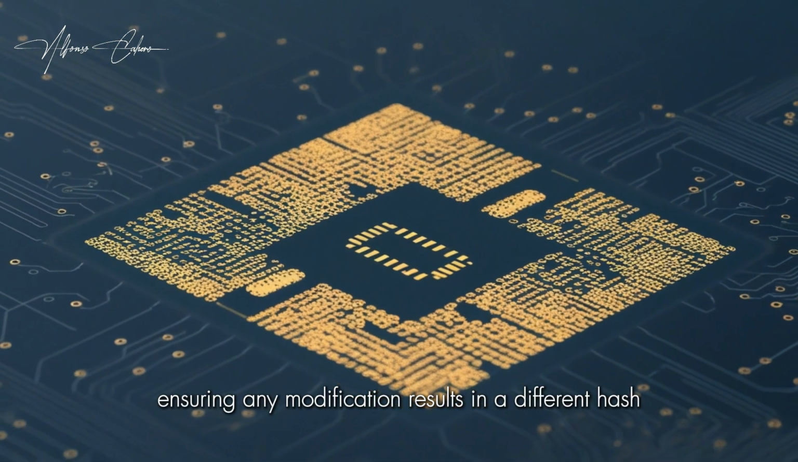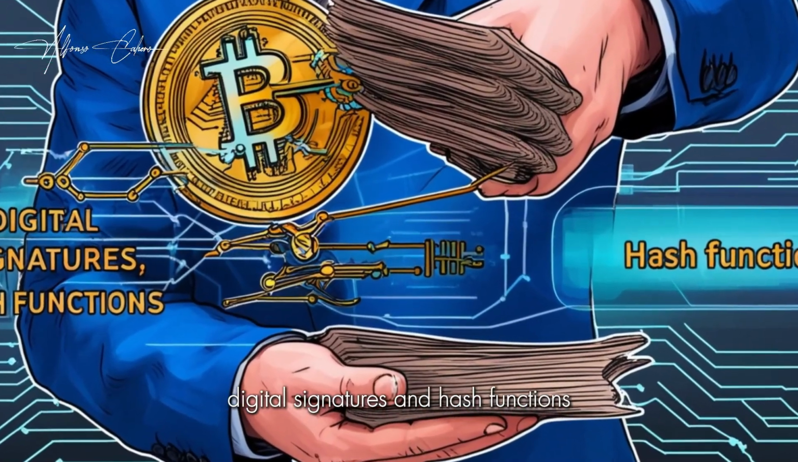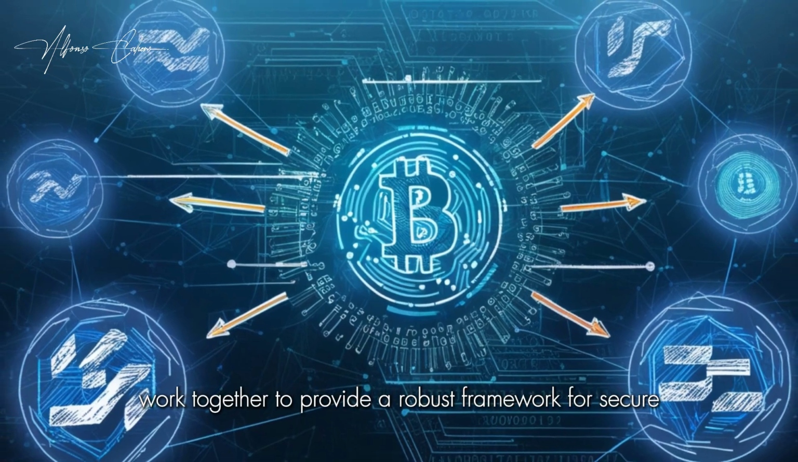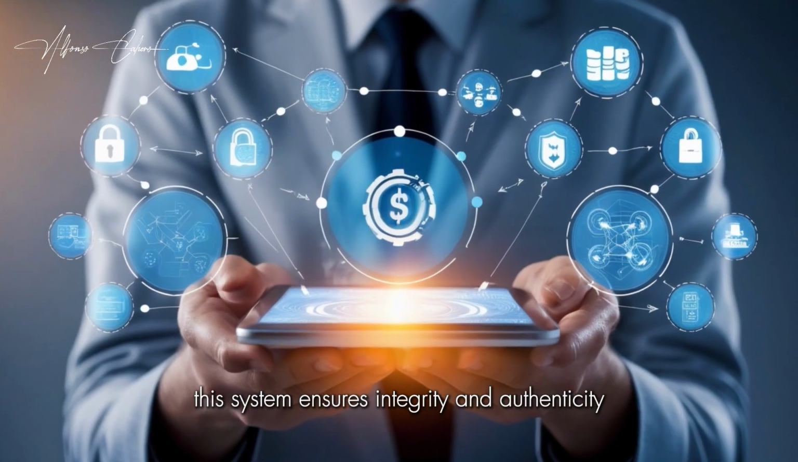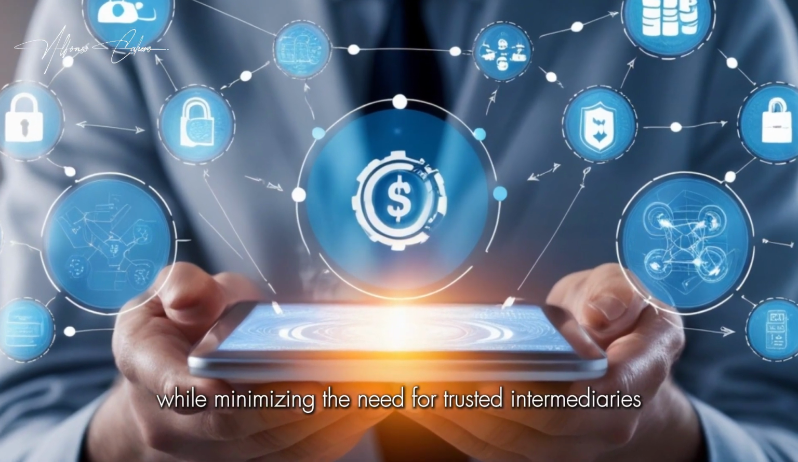In summary, blockchain technology, digital signatures, and hash functions work together to provide a robust framework for secure and decentralized transactions. This system ensures integrity and authenticity while minimizing the need for trusted intermediaries.